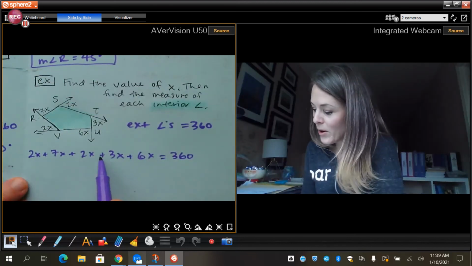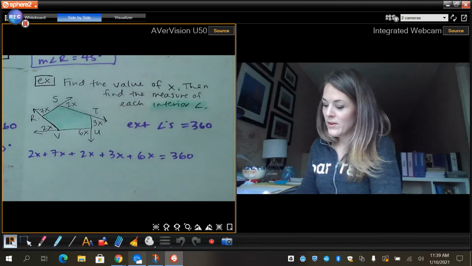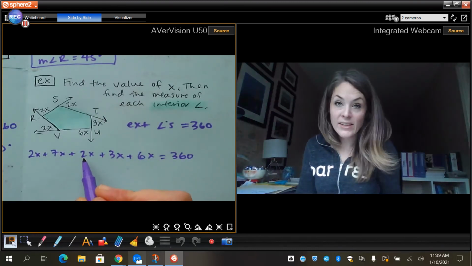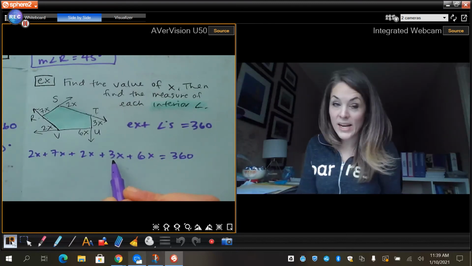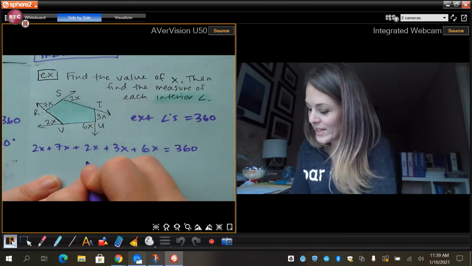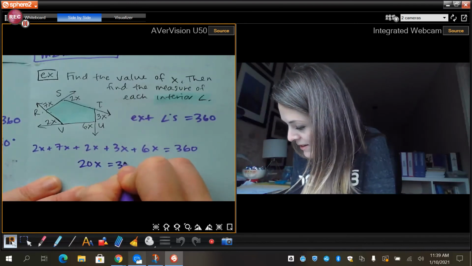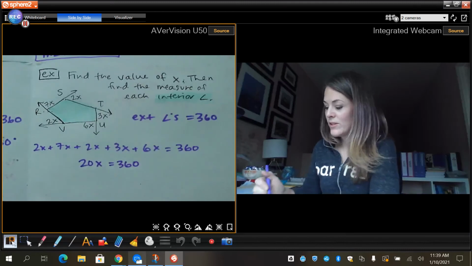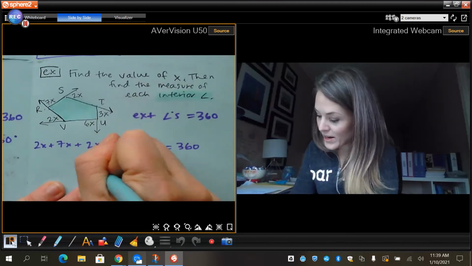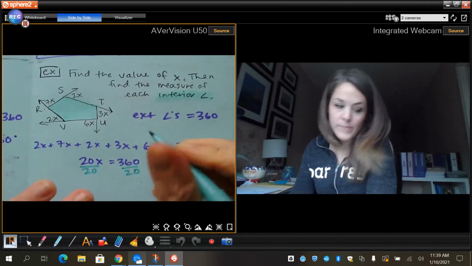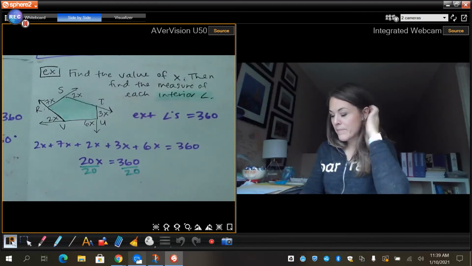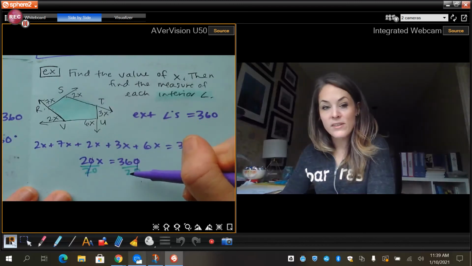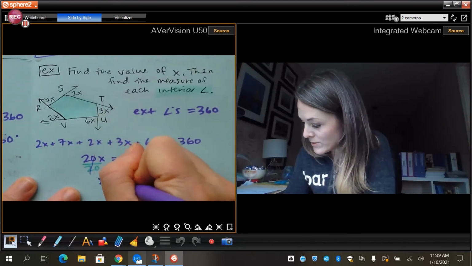Now I'm going to combine like terms. So 2x plus 7x is 9x, plus 2x is 11x, plus 3x is 14x, plus 6x is 20x. Okay, so I combined all these like terms, so 20x equals 360. I'm going to divide each side by 20. And if I look here, the zeros cancel, and 36 divided by 2 is 18. So x equals 18.